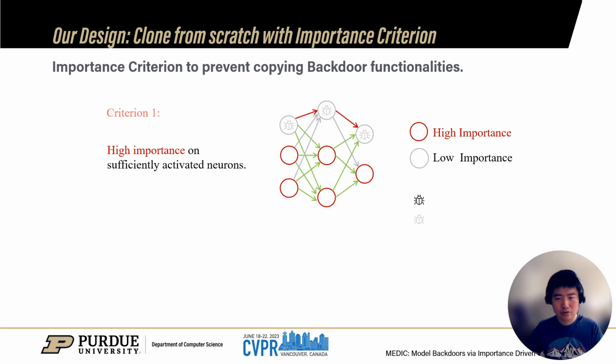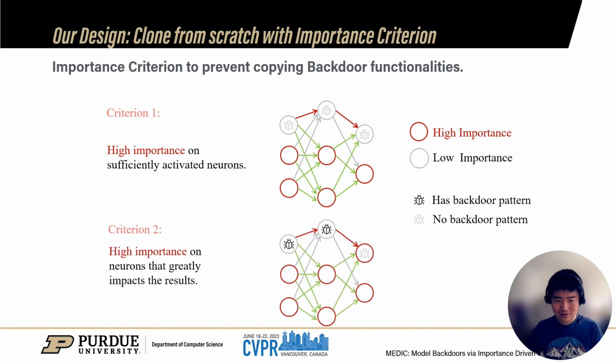An important neuron for some benign samples should satisfy two criteria. Number one, a neuron's activation shall be sufficiently large compared to its population mean. It's like a t-test. If a neuron is close to average, it's hardly important for later decisions. As an example, the backdoor-related neurons are not activated on benign samples, like the top three. Therefore, they are not considered important.